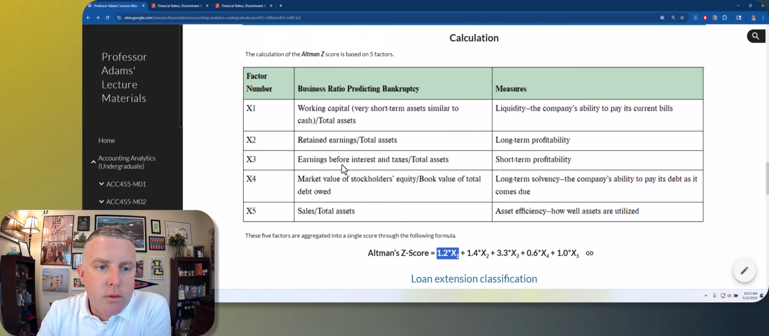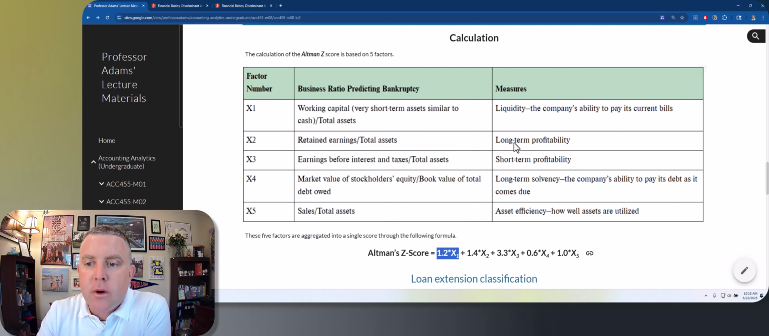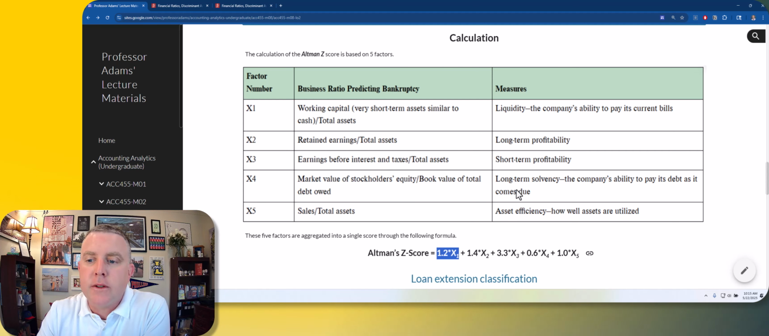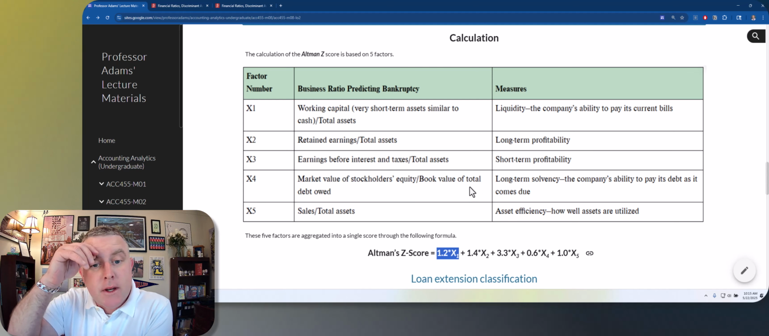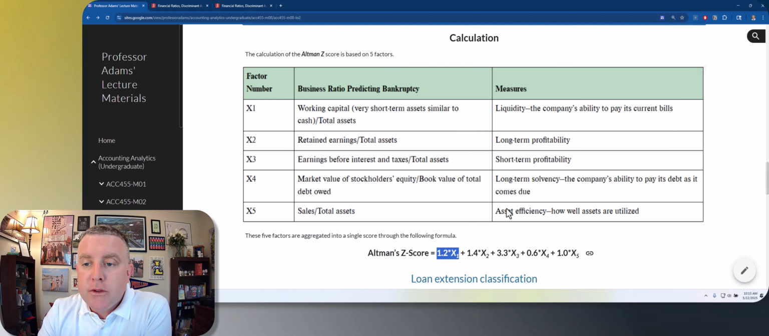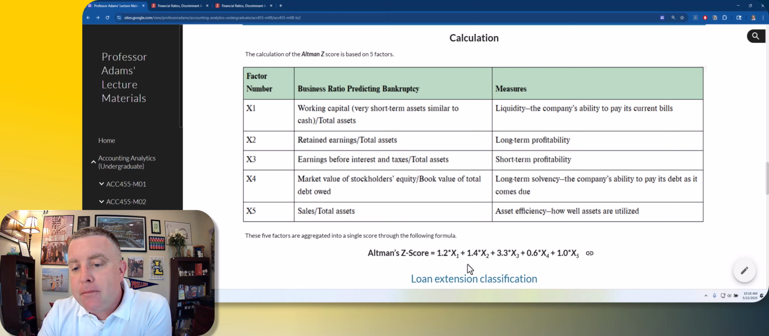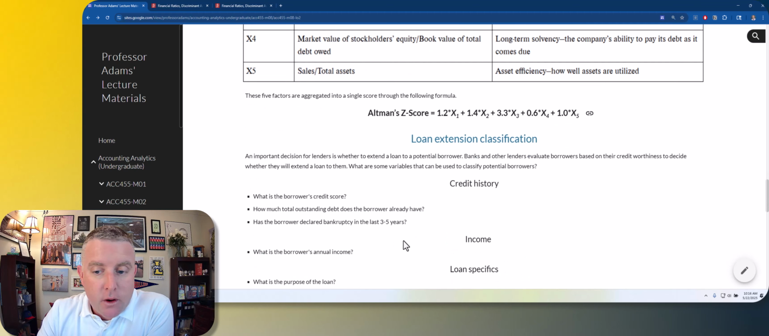So what are these ratios? Well, x1 represents working capital divided by assets, which measures liquidity. We also have measures for long-term profitability, short-term profitability, long-term solvency, and asset efficiency. The idea in this lab is to collect some data on these financial statement metrics, transform them using the formula for the Altman z-score, and then evaluate the likelihood of any company in our data going bankrupt. Let's hop over to the Excel file now.